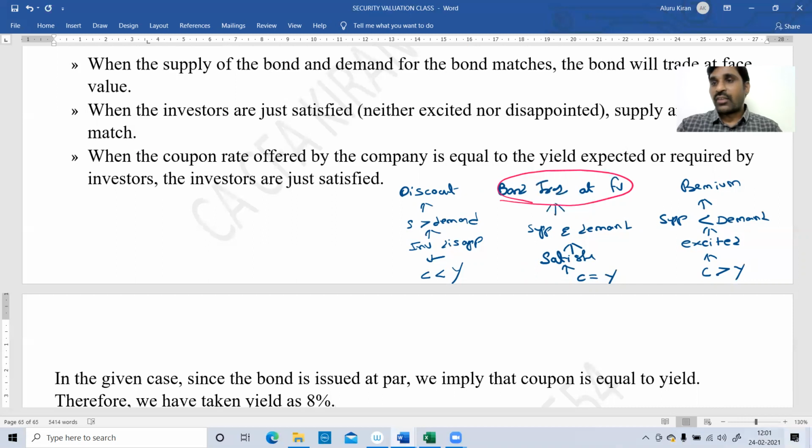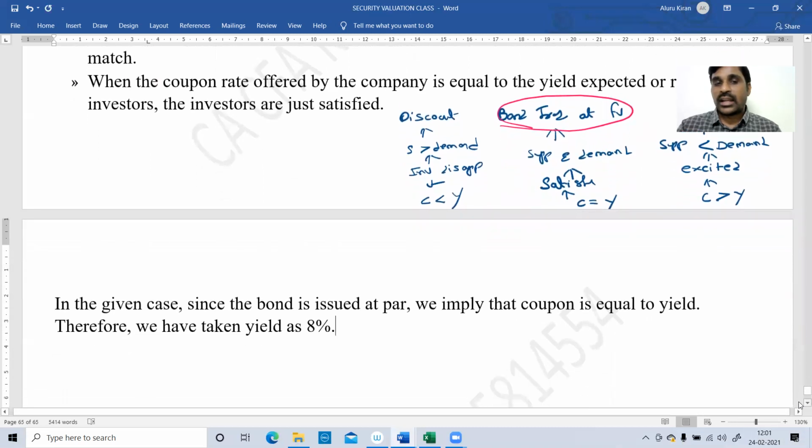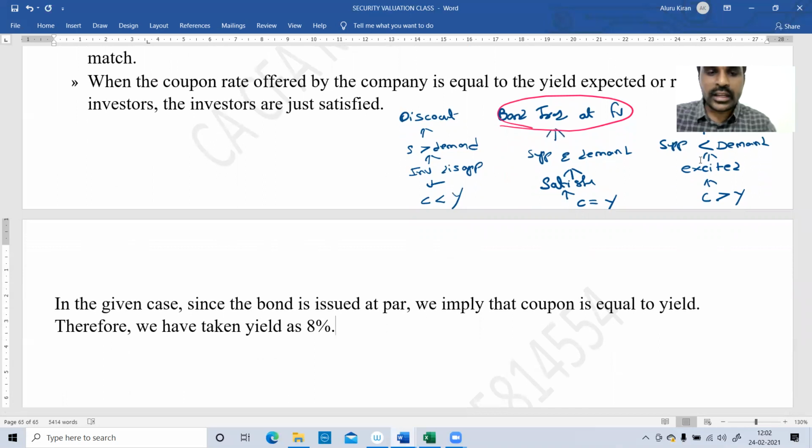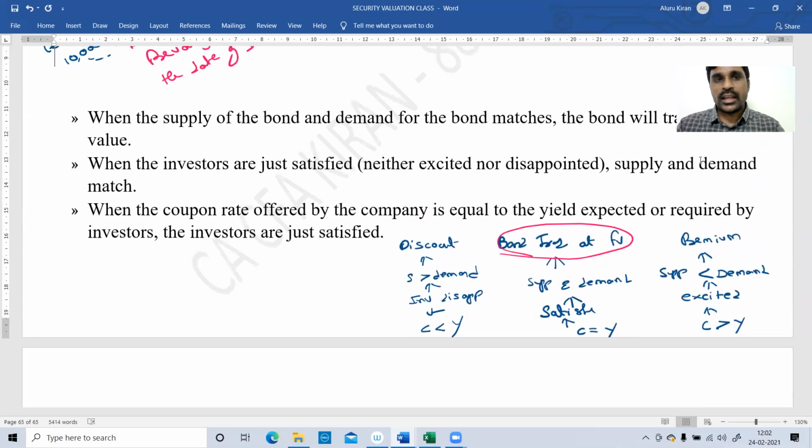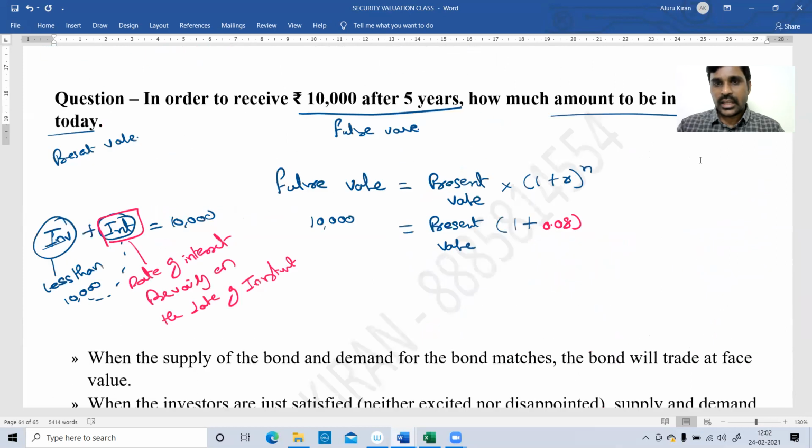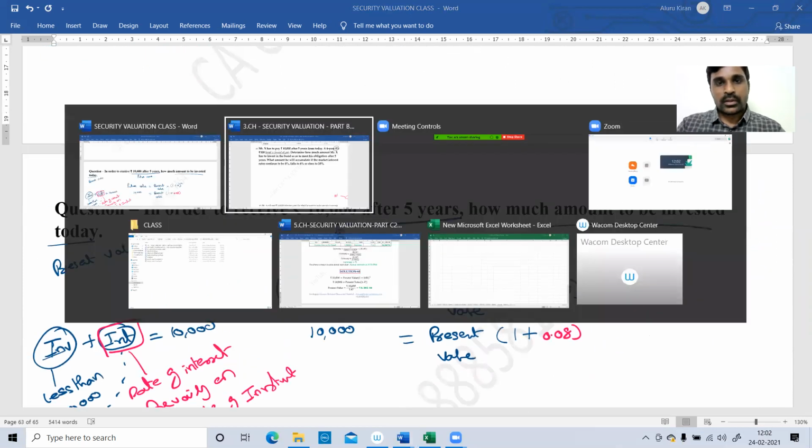That is the point. In the given case, since the bond is issued at par, we imply that coupon is equal to yield. Therefore we have taken yield as 8%. That is the point.